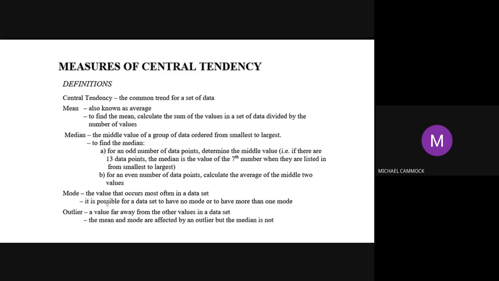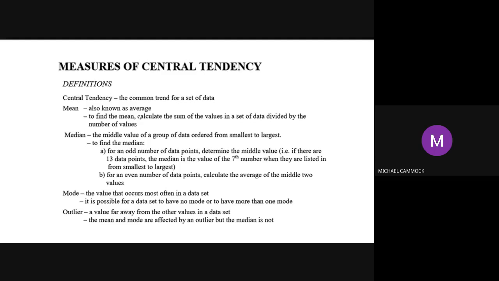It is possible, though, for a data set to have no mode. So maybe there is no number that occurred several times. Maybe all the numbers occurred only once. So you can have no mode, or you could have more than one mode. So these are two possibilities when you're looking at a mode. And again, all of these things are measures of central tendency. What is that one number that you can use to represent all of them? What is the trend in the data, right?